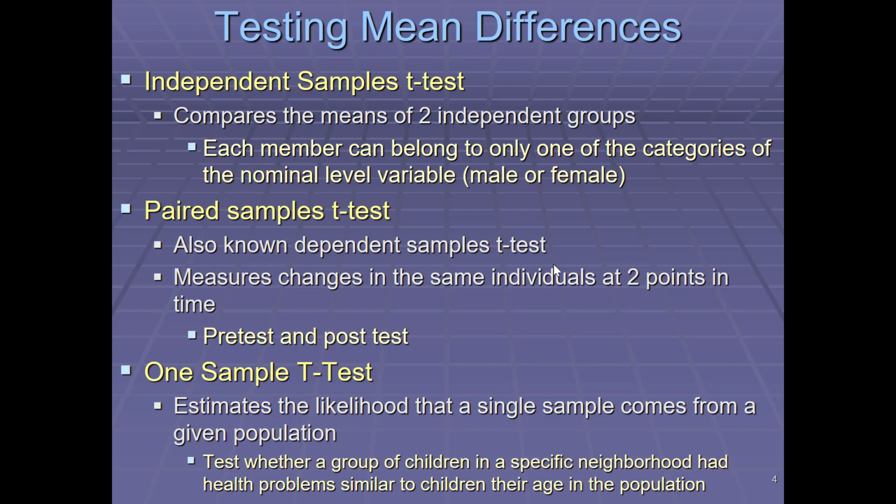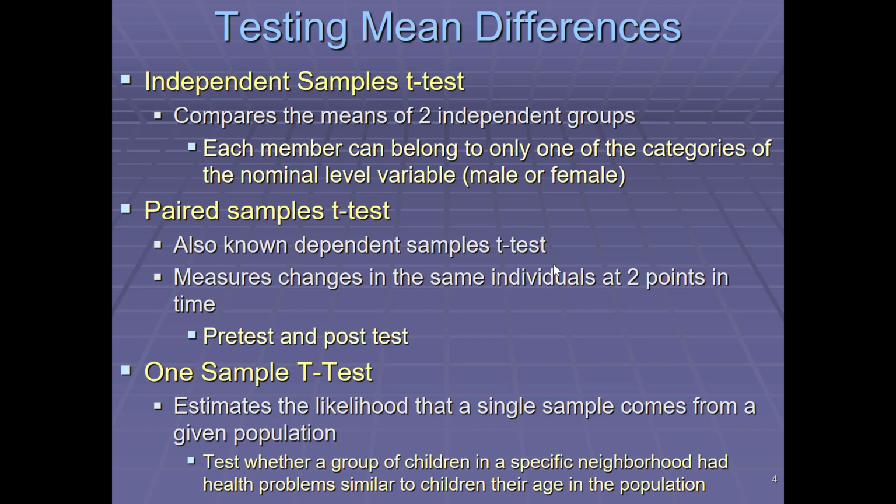All right, so when it comes to t-test, t-test is basically testing mean differences. There's three different kinds of t-tests. The first one is an independent samples t-test. With the independent samples t-test, it compares the means of two independent groups.